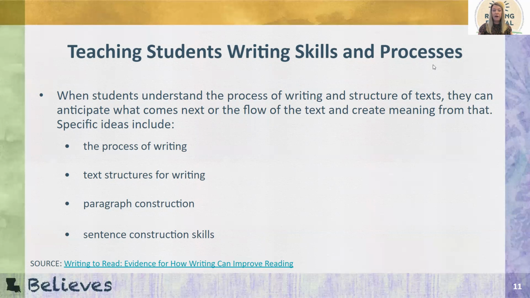When they're writing a paragraph, the first sentence should be what we call a topic sentence sometimes, or a claim statement. You want that first sentence to be what the whole paragraph's about, teaching them that process, and then teaching them how to have enough details in there that support and prove that point or that claim. How to construct a sentence. Sentence construction skills are going to help students read and write better.